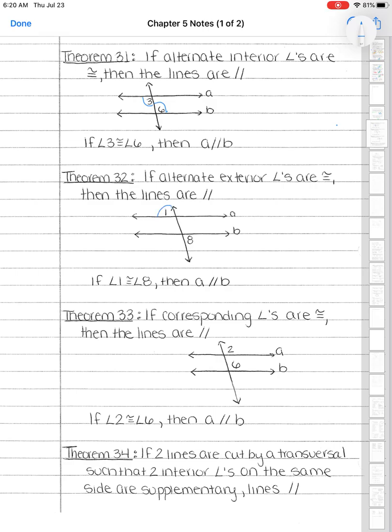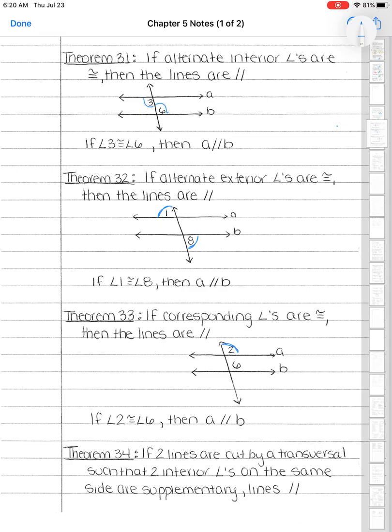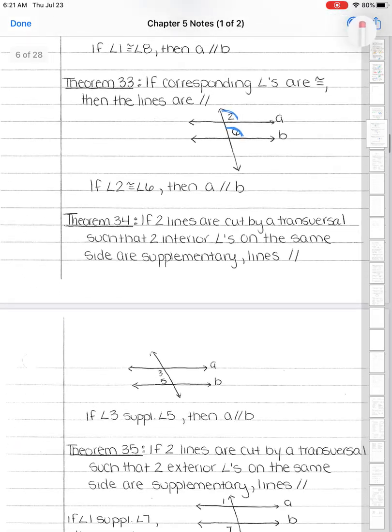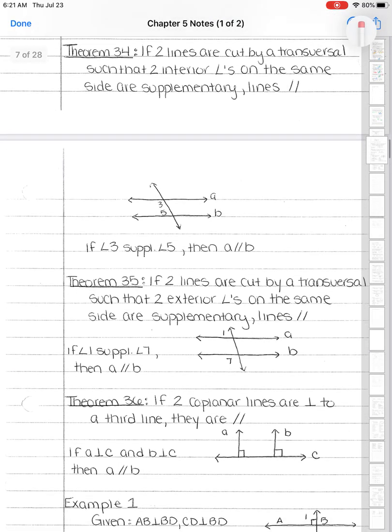So we have theorem 31. It says if the alternate interior angles are congruent. So if you know in this particular case that angle 3 is congruent to angle 6, if that is true, then we can say that A is parallel to B. For theorem 32, we're talking alternate exterior. So one instance is if we know that angle 1 is congruent to angle 8, then we can say that line A is parallel to B.